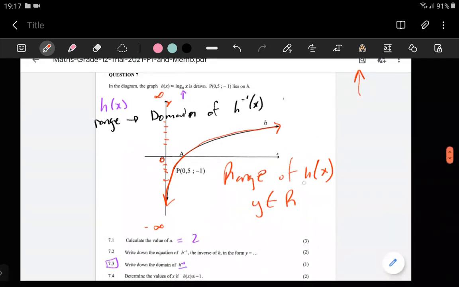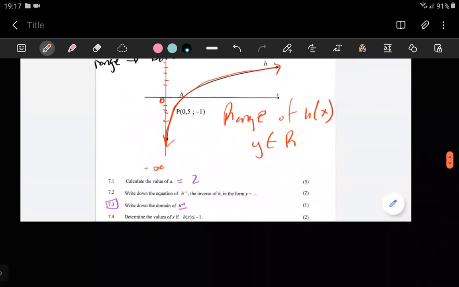So because you know this is the range of h of x, the domain of the inverse is literally also just going to be x is an element of R, because you just swap the x and the y. All its properties swap around. So what was being used for y, you now use for x in the inverse function. Cool.